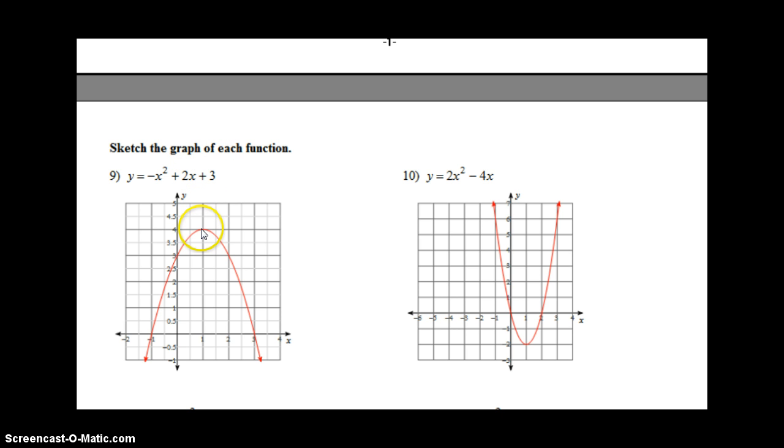And then your vertex looks like it's at -1, 4. Remember, to get the x value, you do negative b over 2a. And then to get the y value of 4, you just plug back in.